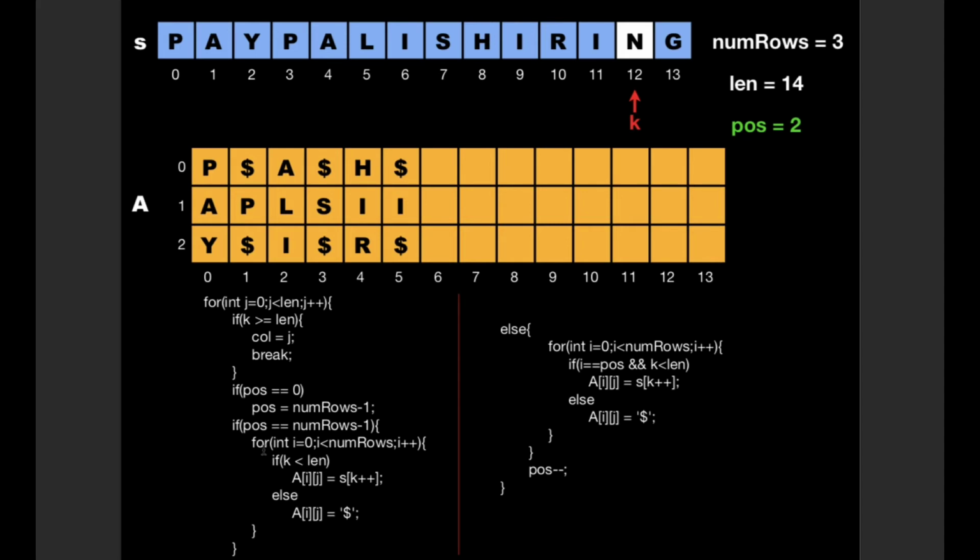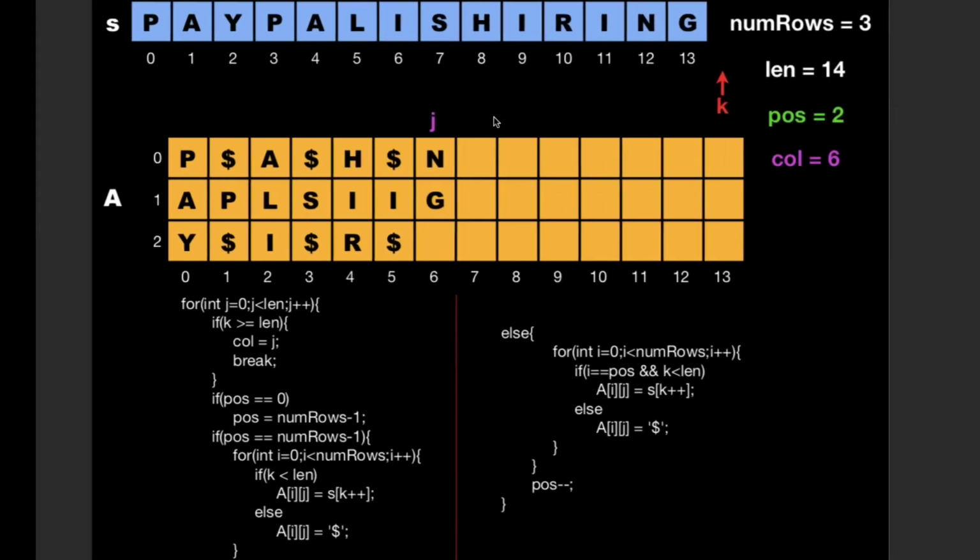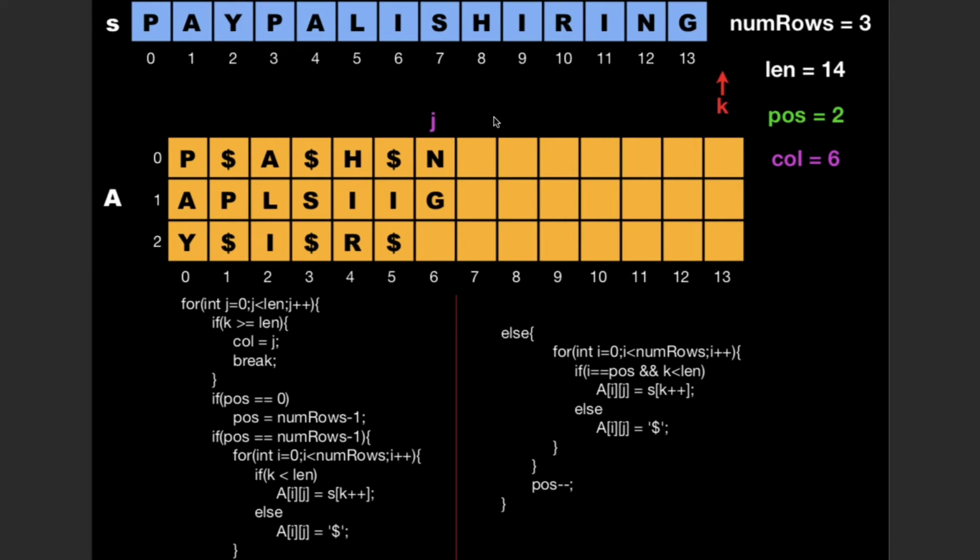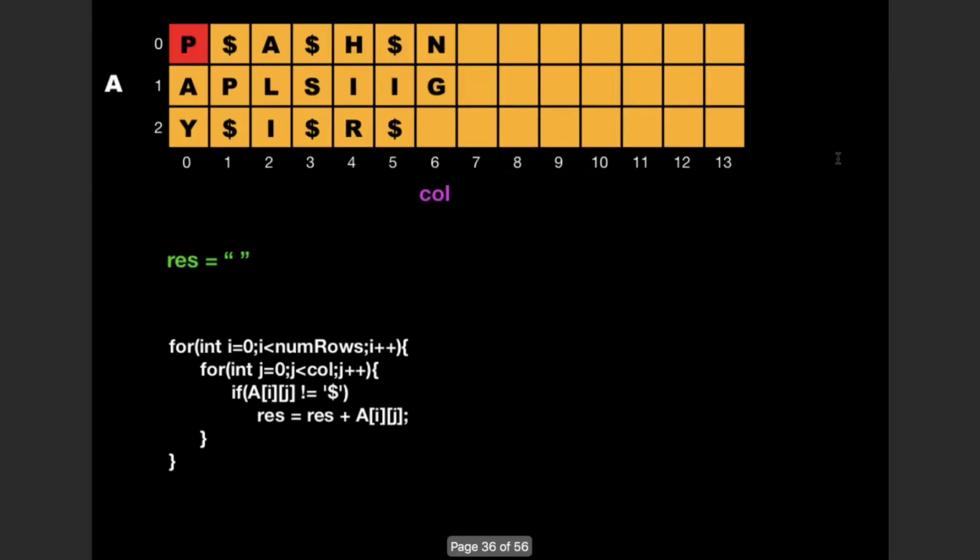So we again run a for loop from i equal to 0 to number of rows and enter the values n and g into our array A. And now after traversing the whole string s, we store the value of j, that is the value of last column, into a variable called column or col. Then we store the elements of the array A row by row into another string called res.